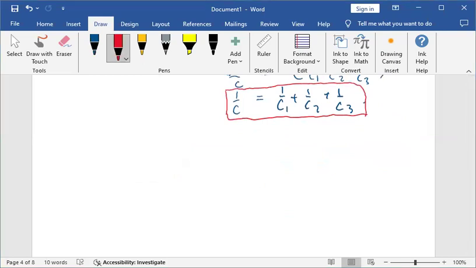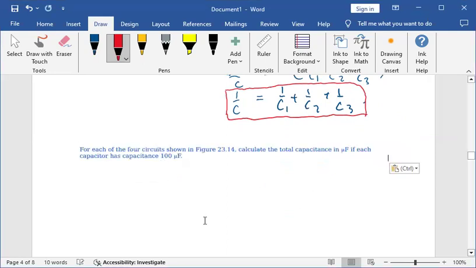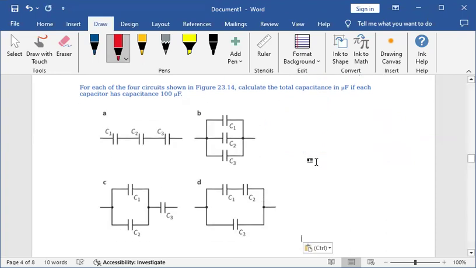So next we'll see some questions. For each of the arrangements shown in the figure, with the figure, calculate the total capacitance in microfarad. Each capacitor has capacitance 100 microfarad, so we do everything in microfarad.